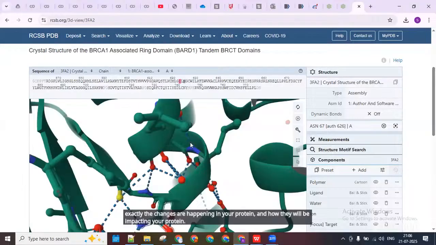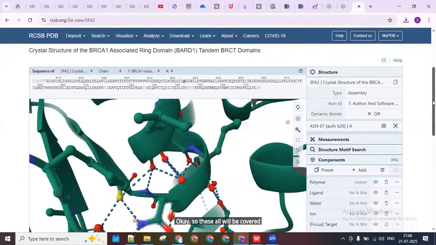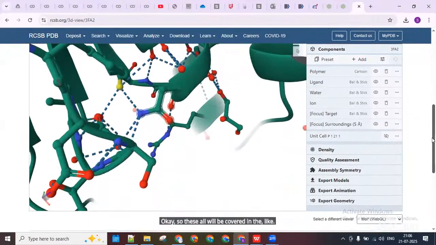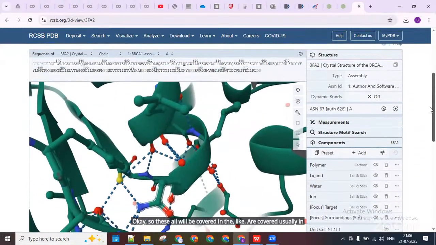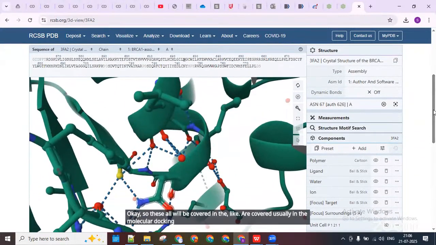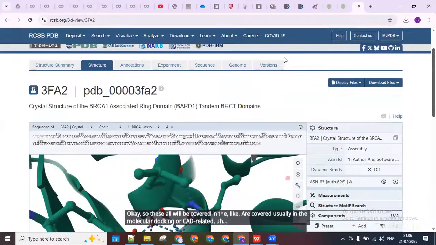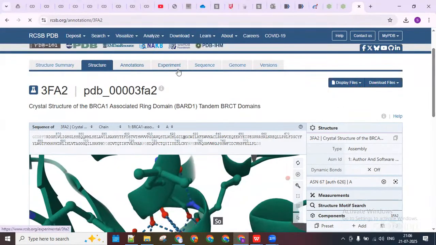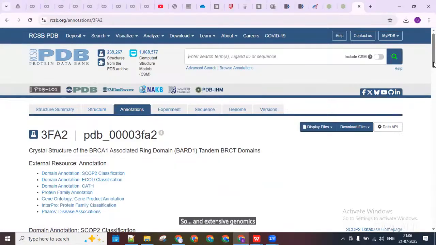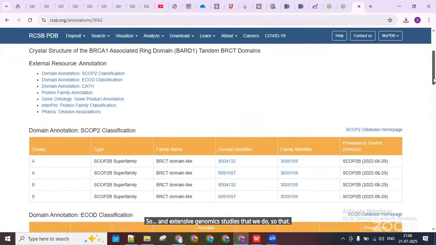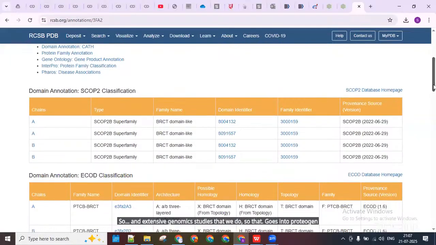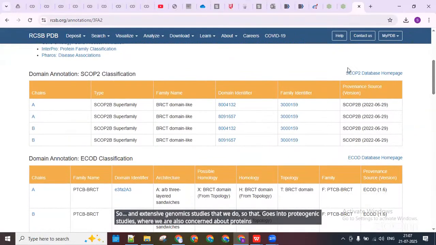Okay, so these are usually covered in molecular docking or CADD related projects or courses, and in extensive genomics studies that we do. So that goes into proteogenomics studies, where we are also concerned about proteins apart from genes.